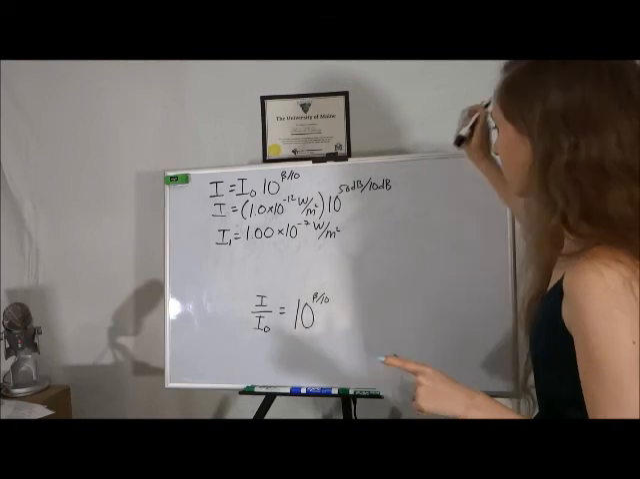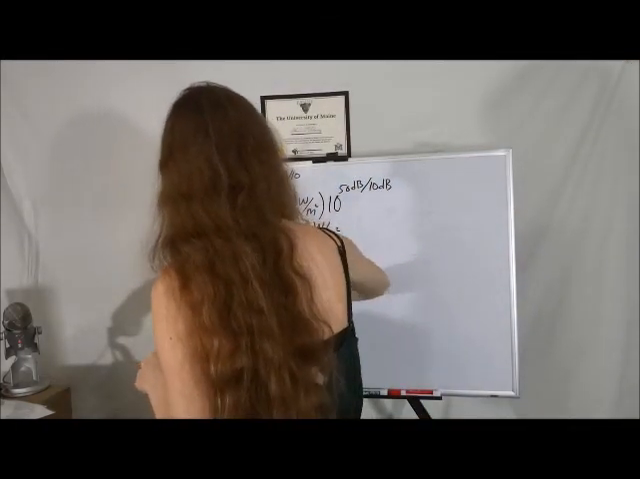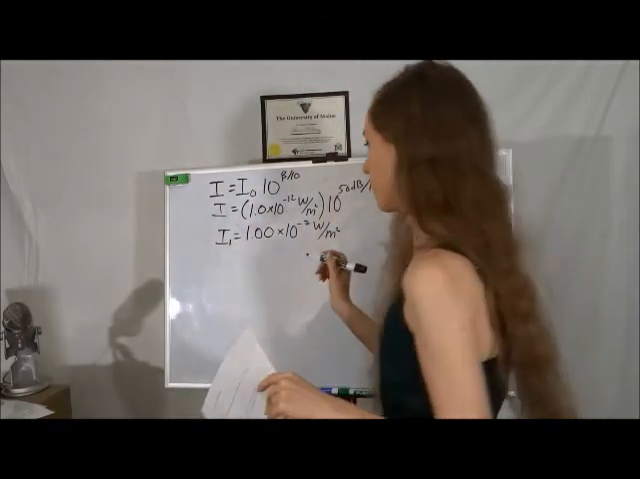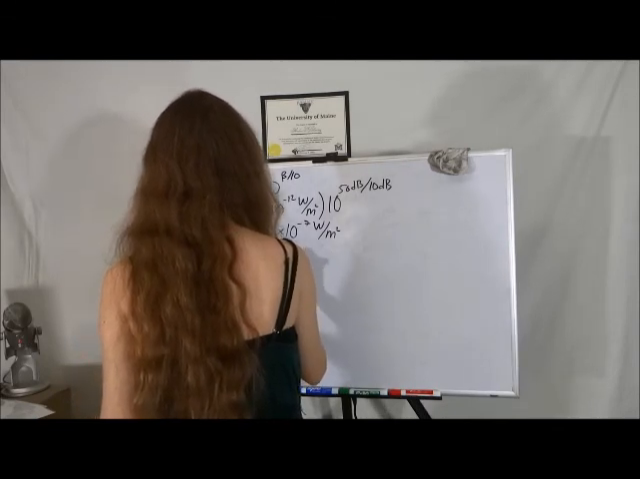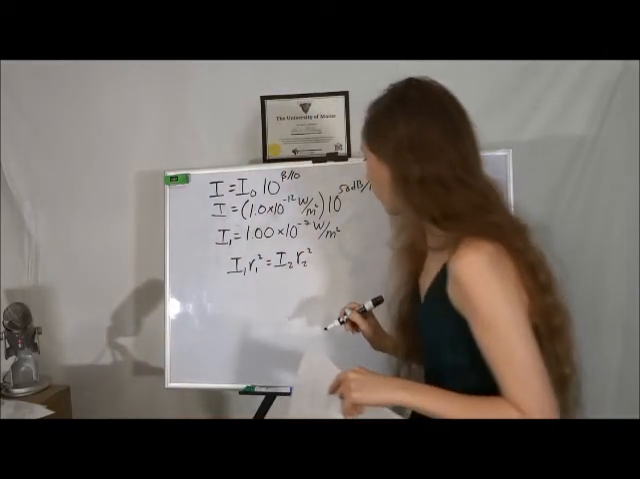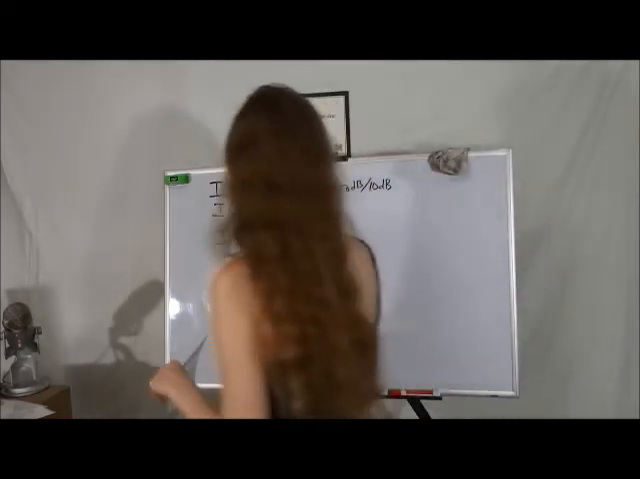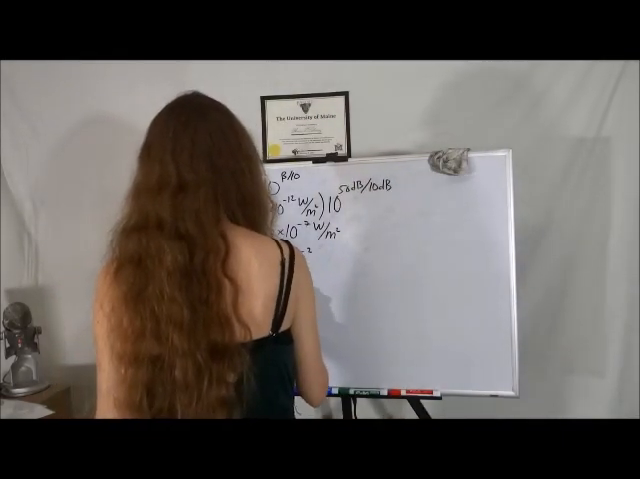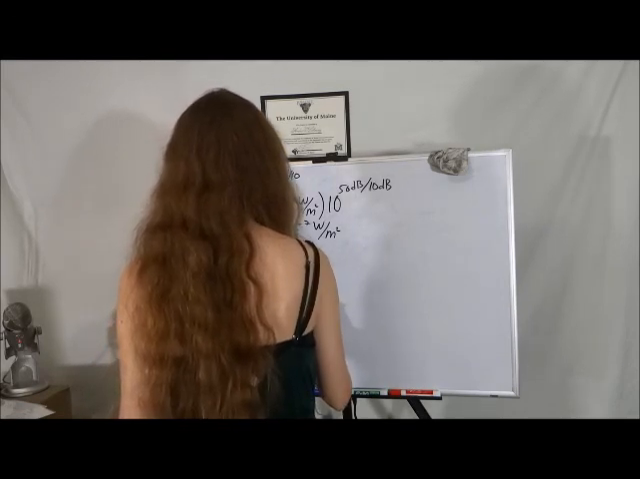All right, so now that we have our first intensity, we have to figure out what our second intensity is. This is where we go to our relationship we found earlier. I1 R1 squared is equal to I2 R2 squared. We want to know what I2 is, so we're going to divide both sides by R2 squared. So we're going to have I2 is equal to I1 times R1 squared over R2 squared.